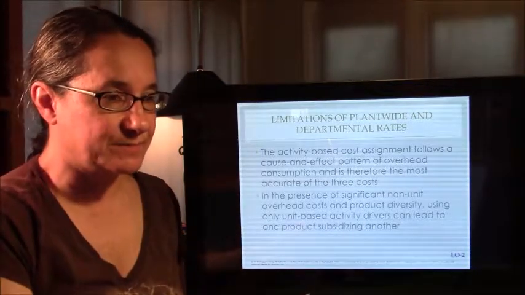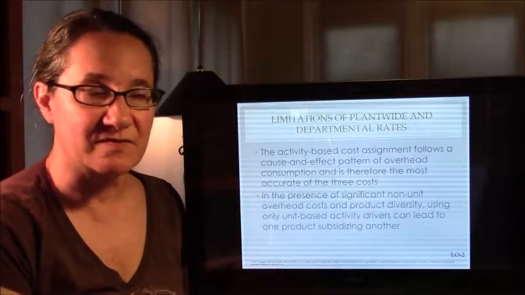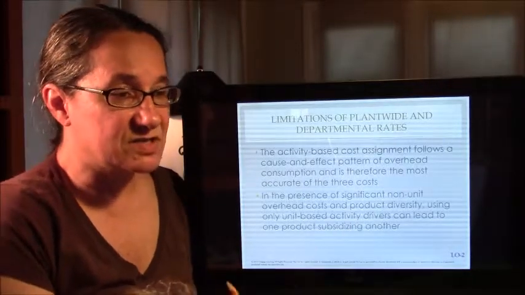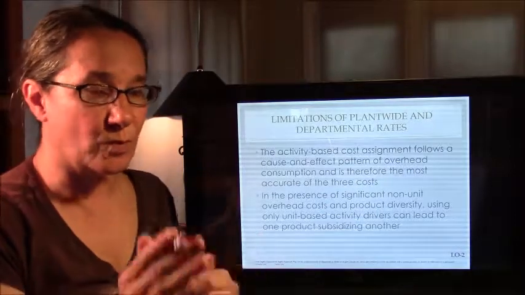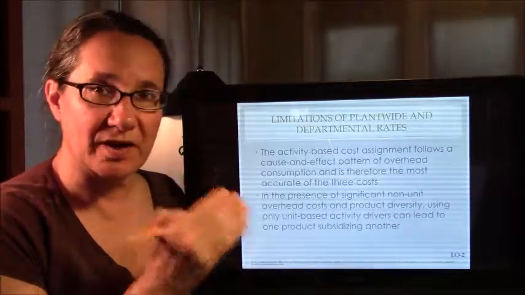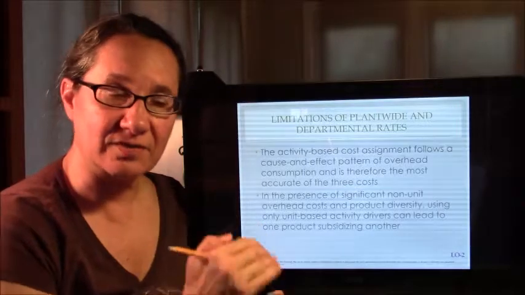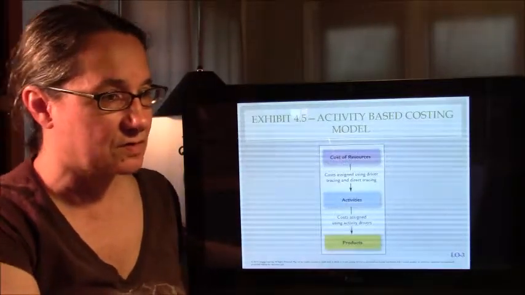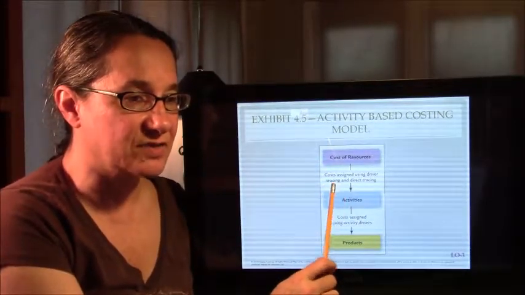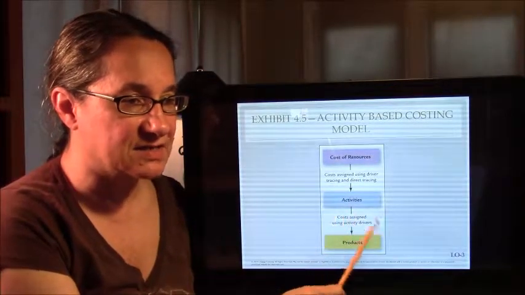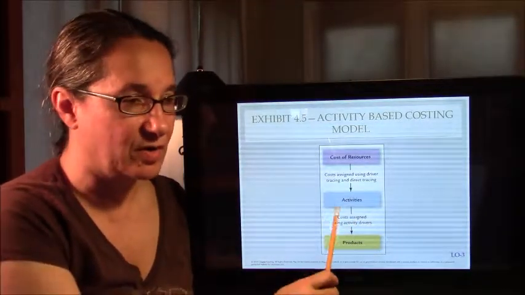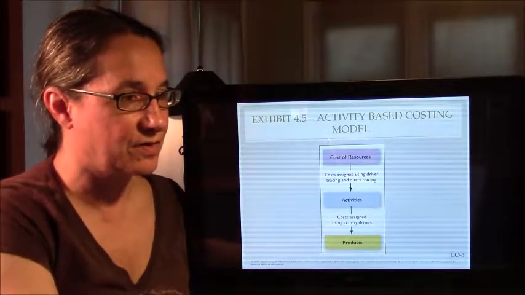So activity-based follows a cause and effect, and it may have nothing to do with the number of units or nothing to do with the number of labor hours. It's just that if you use only unit-based, you're going to get one product subsidizing the other, and who knows how much anything really costs. So we want to break out every single activity and find a driver for each and every one of those. So here's kind of the picture of what it looks like. So costs are assigned using driver tracing and direct tracing, and you have some activities assigned using activity drivers. So when you're figuring out a cost, you still have your direct materials and direct labor, but then you also have these activity drivers. All right.